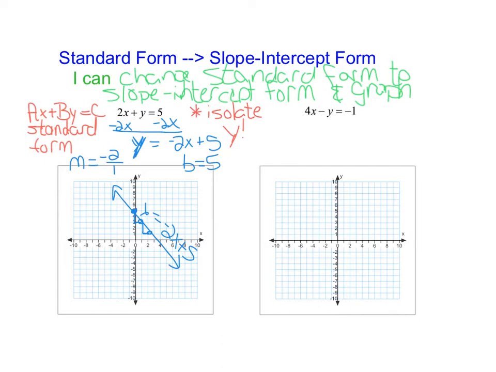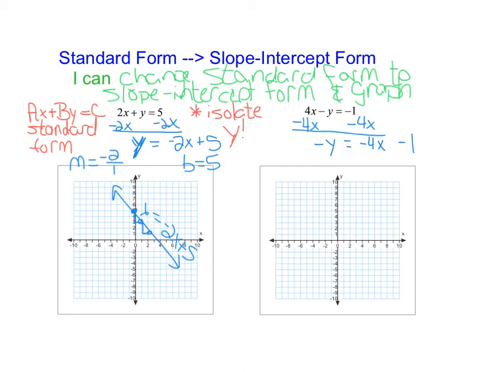Okay? Now let's look at this next one. 4x minus y equals negative 1. I'm trying to isolate y. Right now, what's in the way? A 4x. What kind of 4x? A positive 4x. So I'm going to subtract 4x from both sides. I'm going to bring down what kind of y? A negative y. Don't lose the negative. That negative is important. I'm going to write my negative 4x first and my minus 1 at the end.